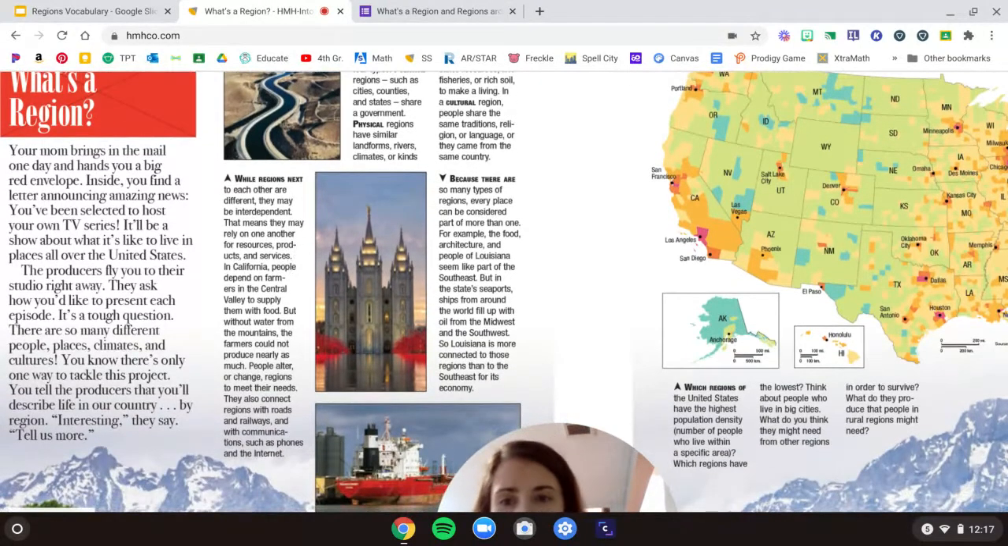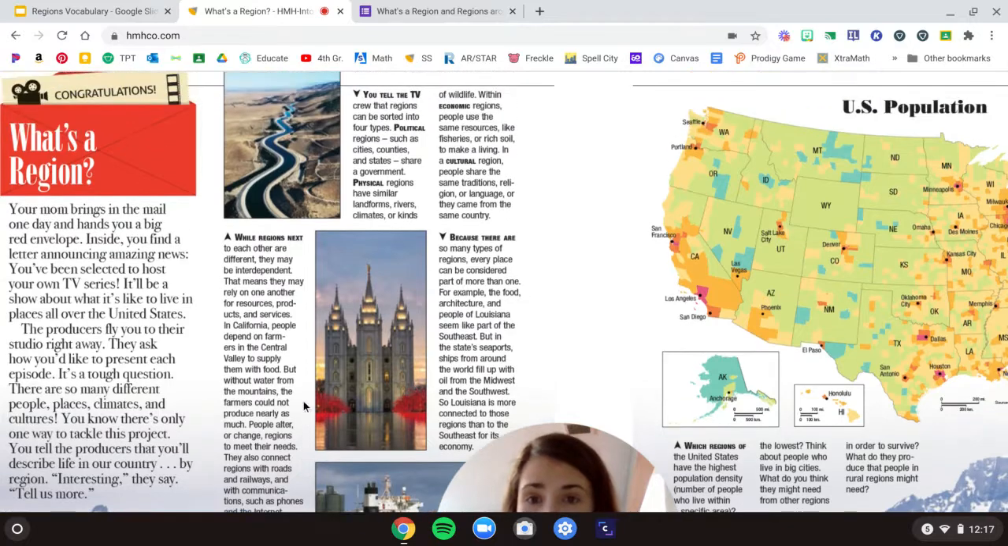While regions next to each other are different, they may be interdependent. Do you remember that vocab word? That means that they rely on one another for resources, products, and services. In California, people depend on farmers in the Central Valley to supply them with food. But without water from the mountains, the farmers could not produce nearly as much. People alter or change regions to meet their needs. They also connect regions with roads and railways and with communications such as phones and the internet.